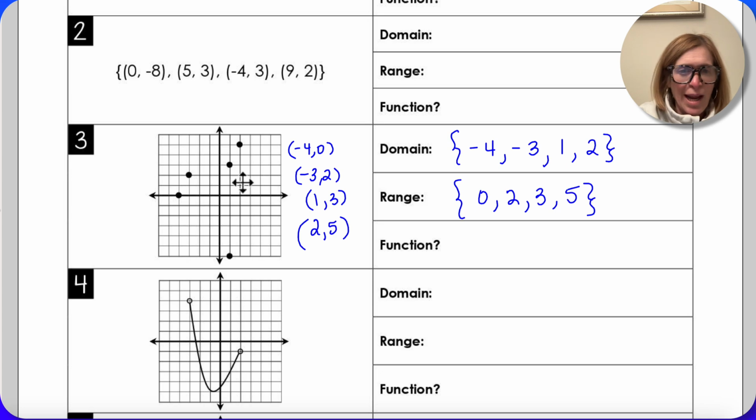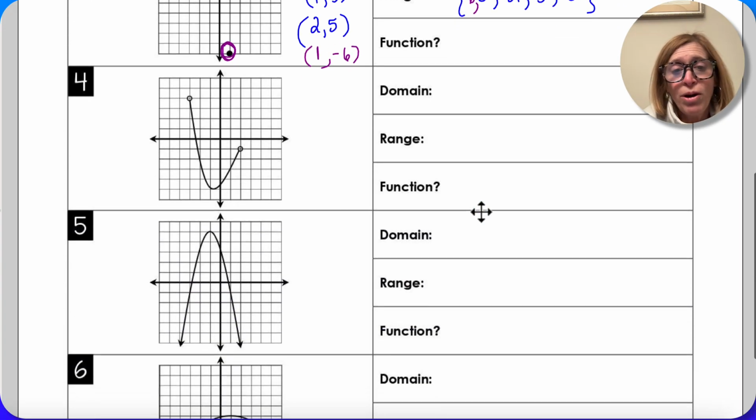And now as I'm looking at it, I didn't notice this point way down here. That point would be 1, 2, 3, 4, 5, 6, -6. So I already have the 1 in my domain. I would just need to add -6 to my range right there. Sorry, I missed that one.